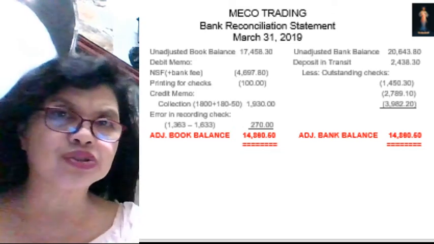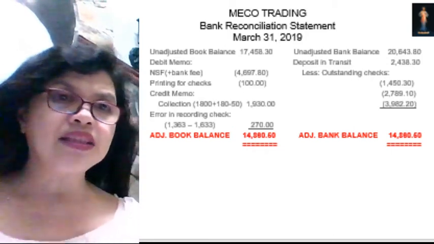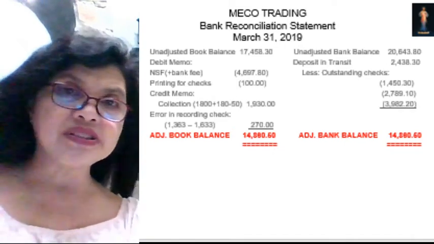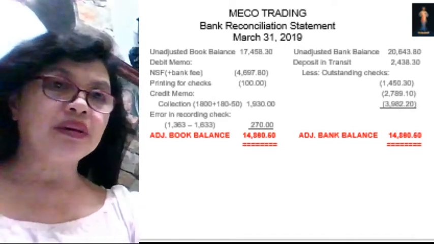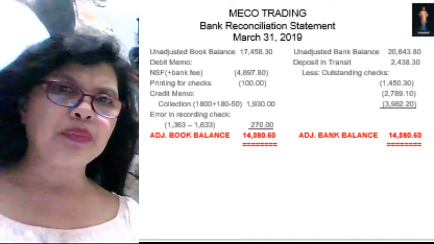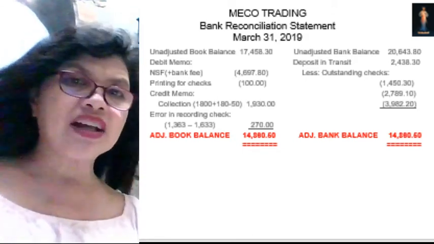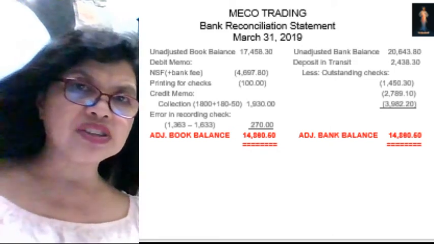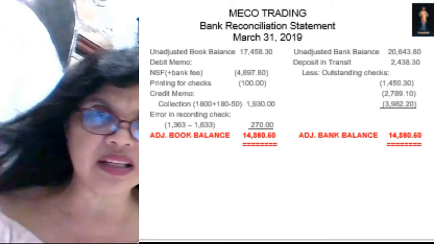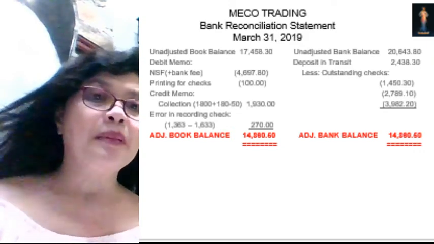Now let's go to your bank balance. Your bank balance is 20,643.80. But take note, in the additional information, there was a deposit in transit. The deposit in transit was already recorded in the books but not yet recorded in the bank, so we have to add it to your unadjusted bank balance. Then the outstanding checks of 1,450, 2,789, and 3,982.20 should be deducted from your bank balance.